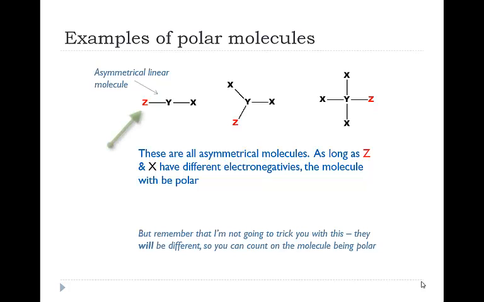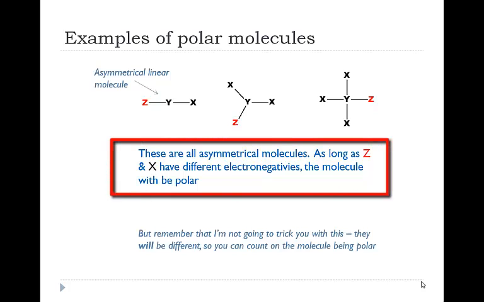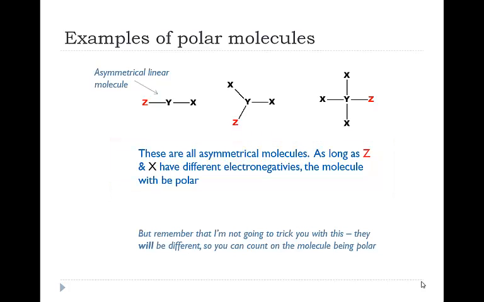These molecules are asymmetrical because outer atoms are different. They're not all the same. So as long as, for example, Z and X have different electronegativities, the molecule will be polar. The thing is that I'm not going to trick you with this. I will set it up so that Z and X have different electronegativity so you can count on the molecule being polar. So if you have different outer atoms, as long as the electronegativities are different, the molecule will be polar.